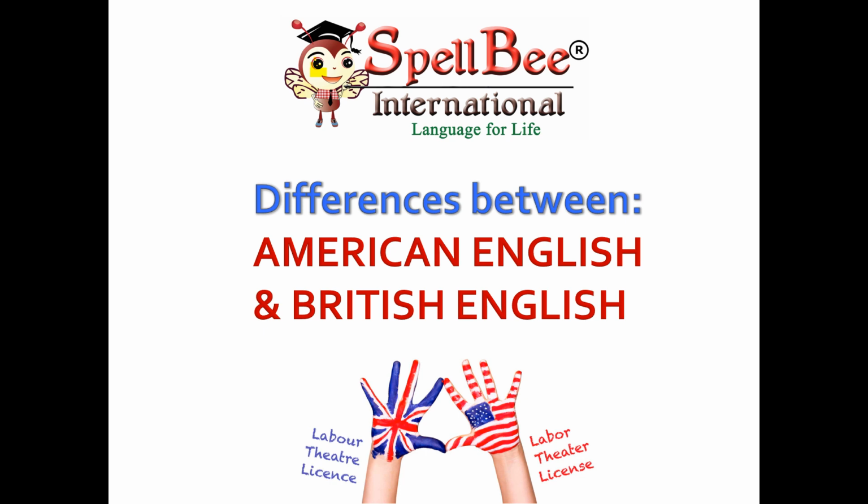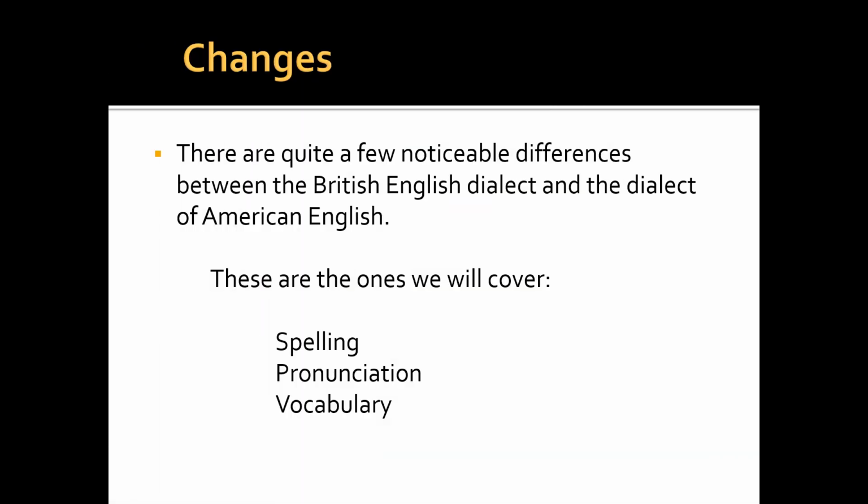We were seeing the difference between American and British English. From the first few parts, we saw the difference in spelling and in pronunciation, so we can remove that. In part 5, we are going to move on to the vocabulary. I don't want to waste time, so let's get started.